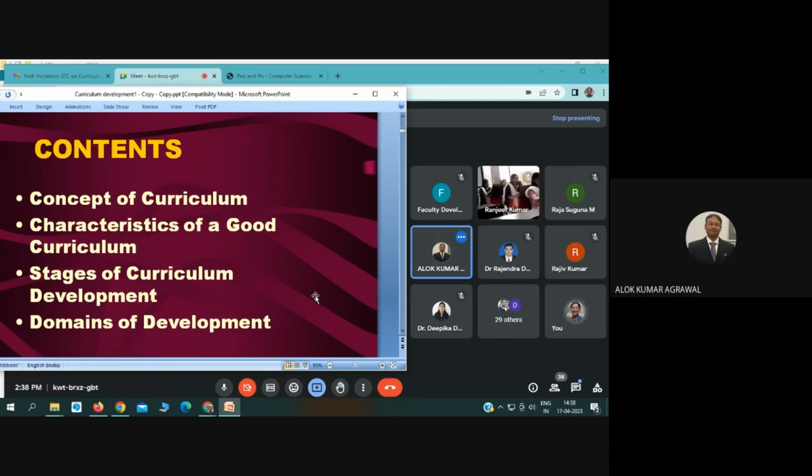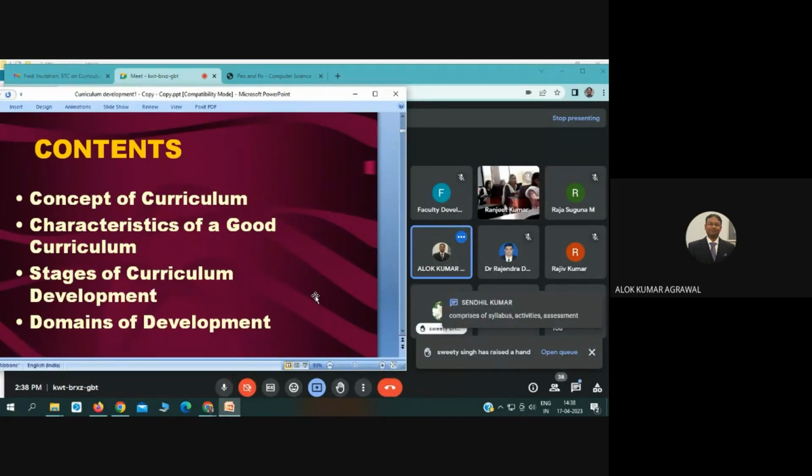Yes, sir. Actually, sir, the content which we are going to teach, that is the syllabus. But overall, what pedagogy we are going to take, what kind of rubrics we are going to inculcate, and all those kind of things which are taken into examination and all strategies, that concludes to curriculum, sir. Very good, very good.